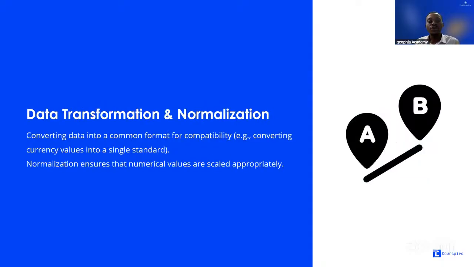Then data transformation and normalization. So this is where you convert data into a common format for compatibility. For example, converting currency values into a single standard. Normalization ensures that numerical values are scaled appropriately. So when we talk about normalization, it's more like what I said concerning different people putting down different representations of their countries. Standardizing it is just what normalization means.